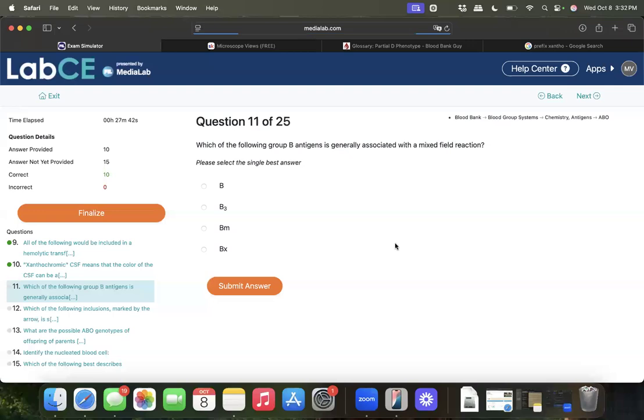Except, oh, it's okay. That's all right, Nilab. Which of the following group B antigens is generally associated with a mixed field reaction? B, B3, Bm, or Bx?